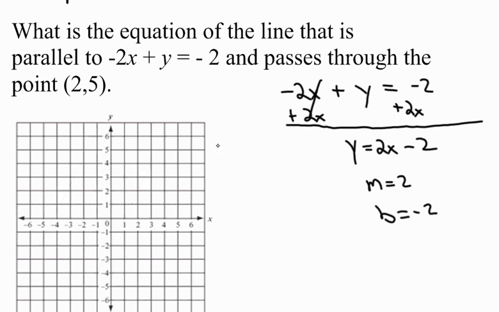So if I'm going to graph this line, I'm going to begin at the y-intercept, negative 2, and then I'm going to use the slope to go up 2 over 1, up 2 over 1, and then I'm just going to connect the points, and I get a line that looks something like this. All right, so that's the original line.